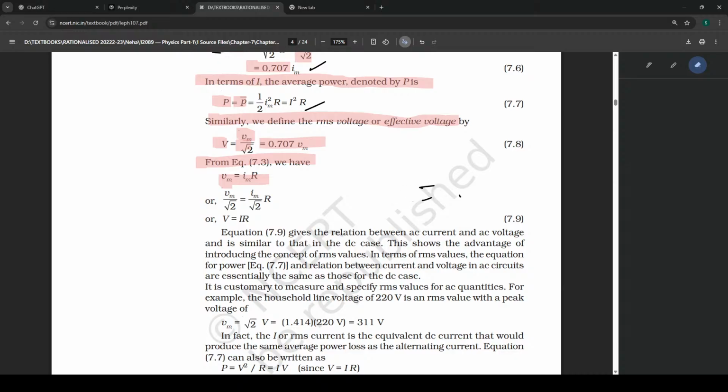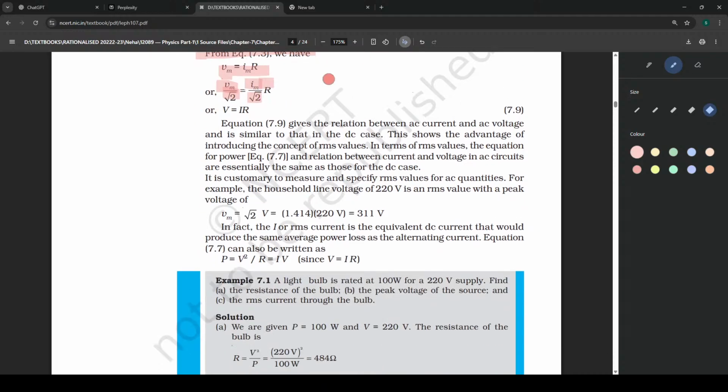Okay, leaving that. Vm by root 2 is equal to Im by root 2 R. Okay, we got this equation. Now this equation gives the relation between AC current and AC voltage and is similar to that of the DC case. This shows the advantage of introducing the concept of RMS values. In terms of RMS values, the equation for power and the relation between current and voltage in AC circuits are essentially the same as those for the DC case.